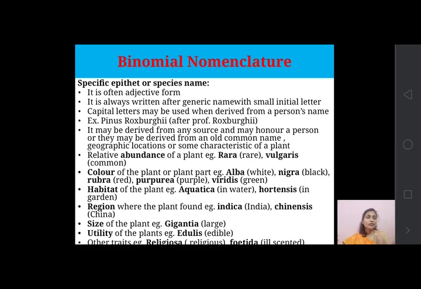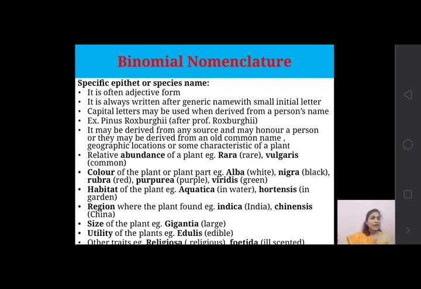Then it may be derived from any source, like the generic name. The species name is also derived from any source and may honor a person, or it may be derived from an old common name. So there are various sources: it may be a geographical location, or the characteristics of that plant. If it indicates a specific characteristic of that plant, then see some examples.